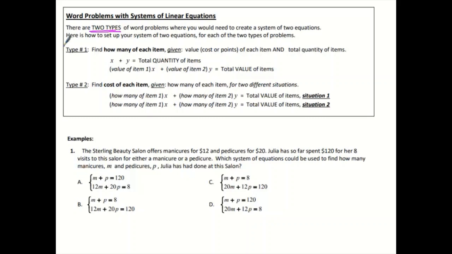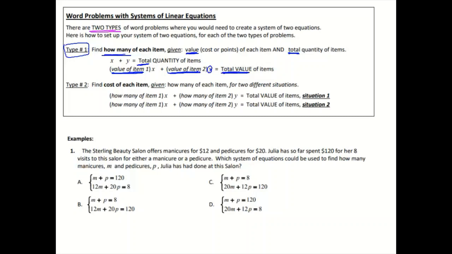So for type 1, we have our first type. The question is going to ask you to find how many of each item. So for example, given the value, this could be cost or points of each item, and a total. So you're given two things, a value and a total. One of your equations is going to look like this: x plus y equals the total, because we have an x amount plus a y amount, and we're looking at the total. Then in our second equation, we're going to look at the value of item 1 with an x and the value of item 2 with a y, and then that's going to be our total value.